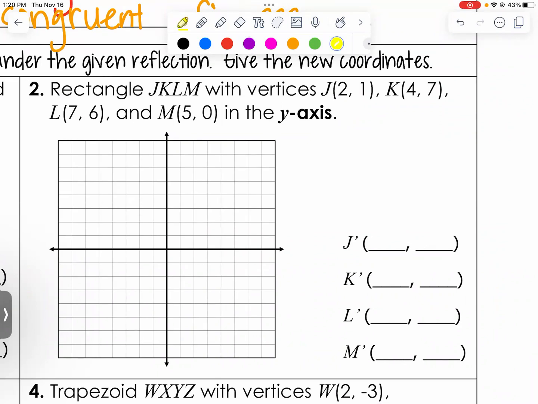Okay, now in number two, we are going to reflect about the y-axis. With your arms, which one is the y-axis? Straight like a popsicle. All lines are straight, but I think what you're trying to say is it's the vertical one. So let's go ahead and take our highlighter and highlight that vertical y-axis.